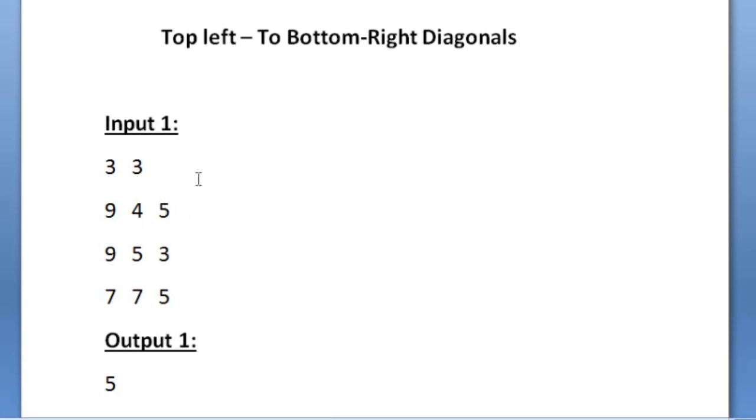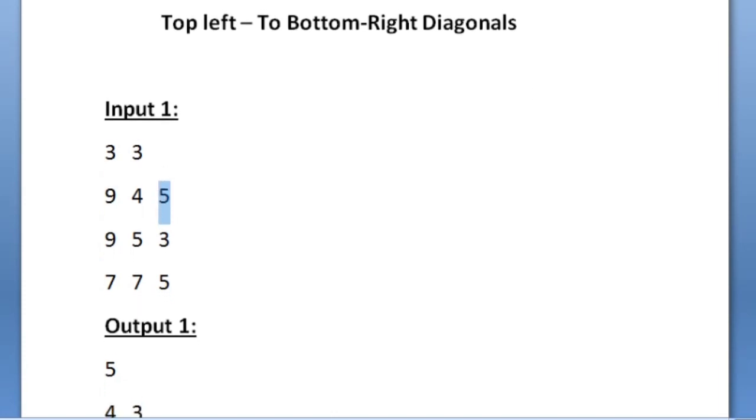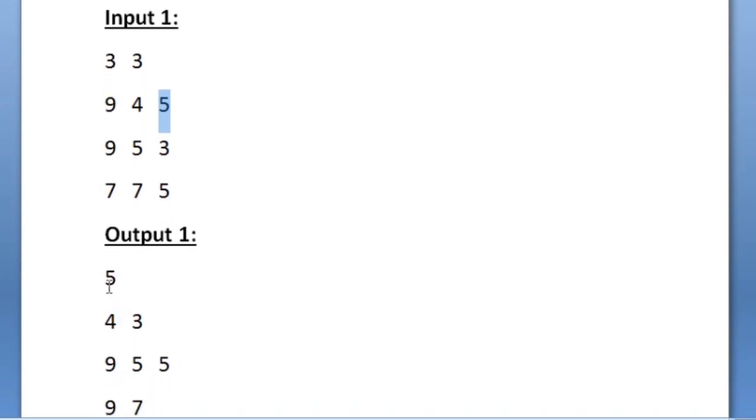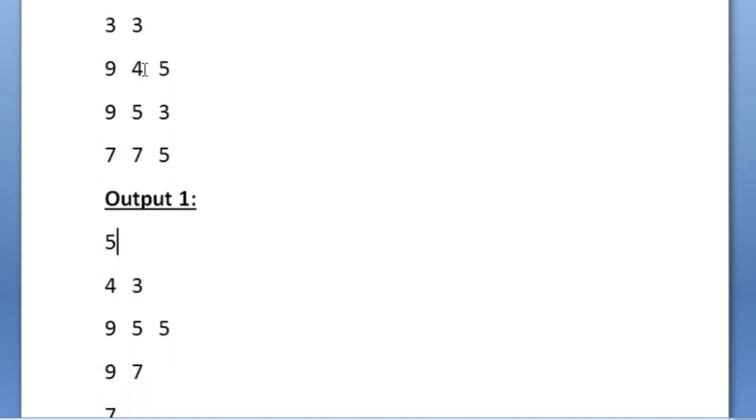The first diagonal is the integer 5. We will start from this, and there are no more integers in the next row and next column. So this integer 5 alone would be considered as a separate diagonal. In our output we can see that first we are printing the integer 5 alone, and then the next top left to bottom right diagonal would be 4 3. So 4 and 3. This would be the next diagonal, and then after this the next diagonal would be 9 5 5.